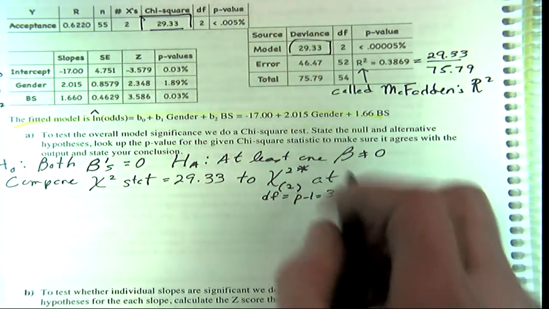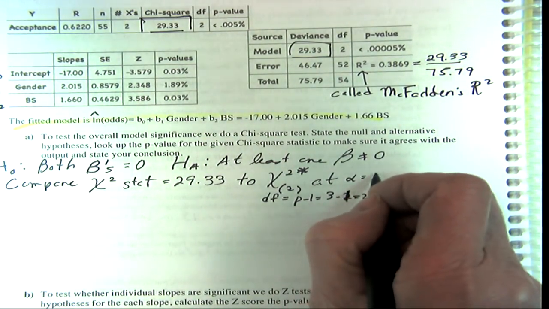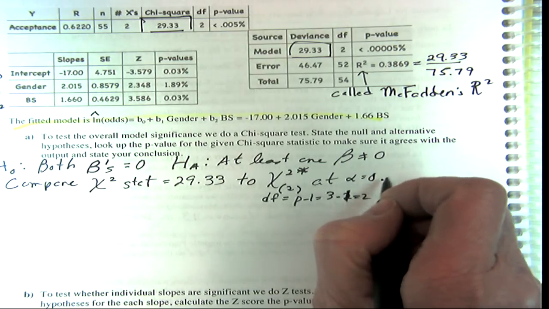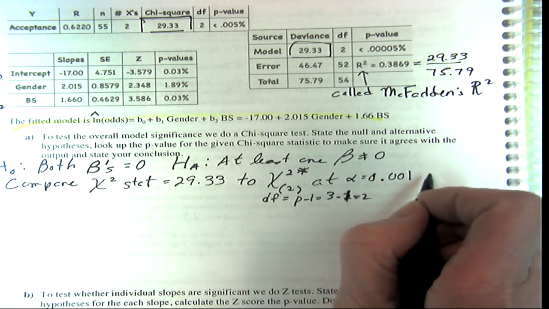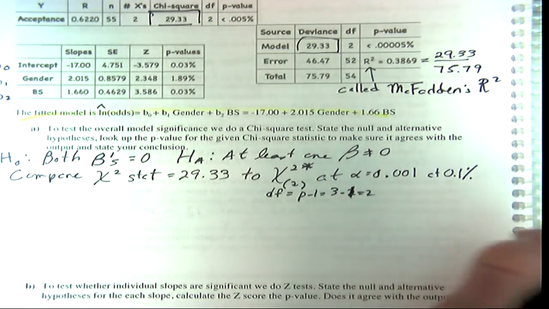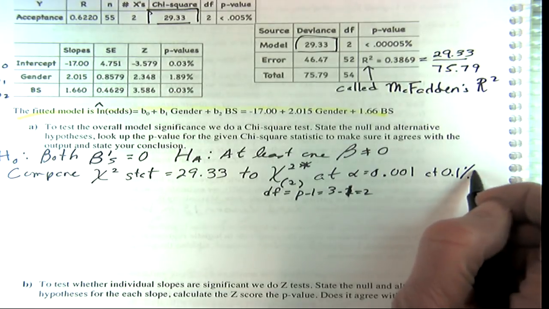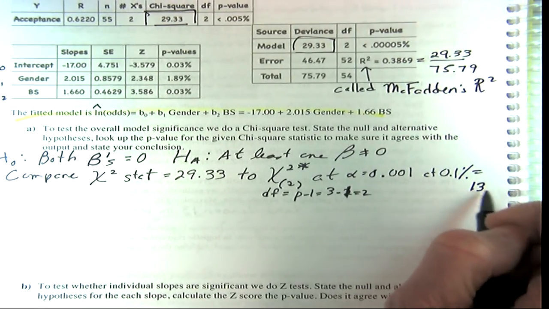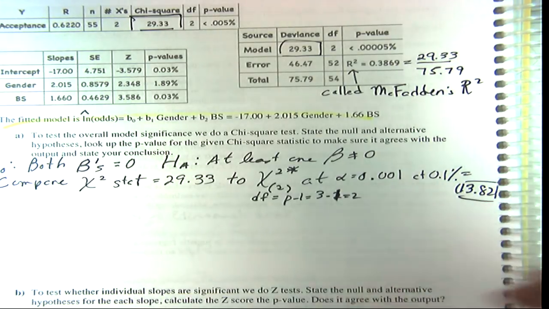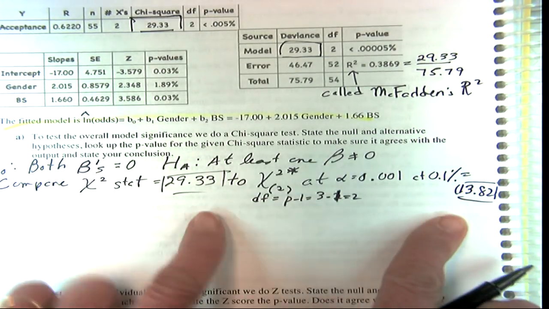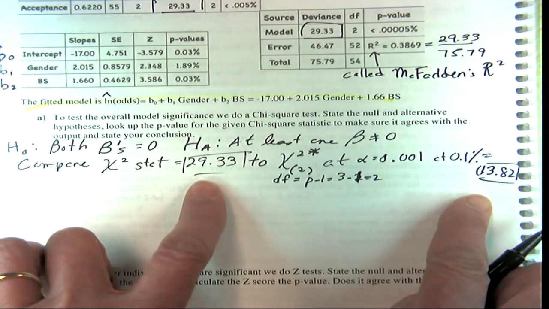So basically, 13.82, so we'll say alpha equals 0.001, which is the same thing as 0.1%, is equal to what? 13.82. That's our critical value, and we're comparing that to it. Well, that's much, much bigger.